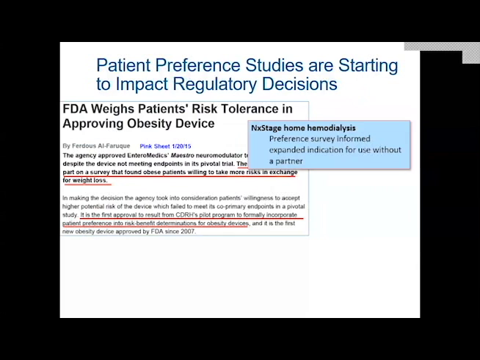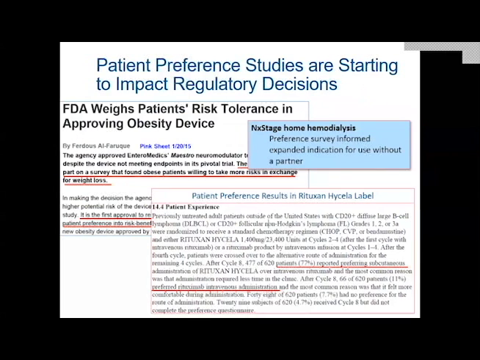There's one that's relatively new. I don't have details on it on the slide, but there's a home dialysis machine. And the FDA was uncomfortable with it being used by a patient alone without someone around in case there was a rare side effect. Well, the FDA and the sponsor worked together. They did a preference study, and it showed how much risk of that rare machine problem at home would be tolerable. And it turned out it was overwhelmingly obvious that patients would be comfortable using it at home alone.